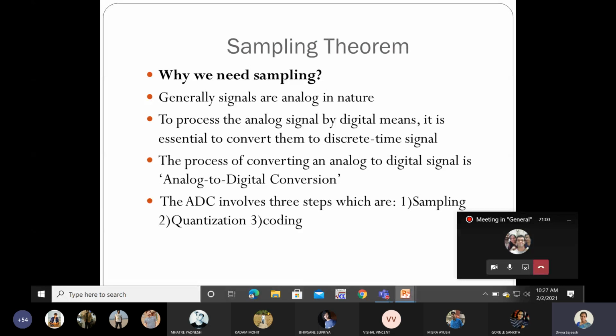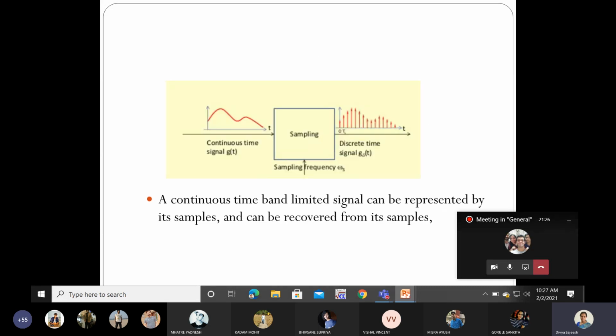The process of converting analog to digital is known as ADC, analog to digital conversion. You might have studied it earlier. The ADC involves three steps: first it is sampled, then there is a quantization procedure, then there is coding. The first step is sampling, that is converting the analog signal into samples. This is what we are doing in the sampling process. There is a continuous time signal g of t. Now it is sampled with a frequency of omega s or f s, and we obtain the discrete time signal.